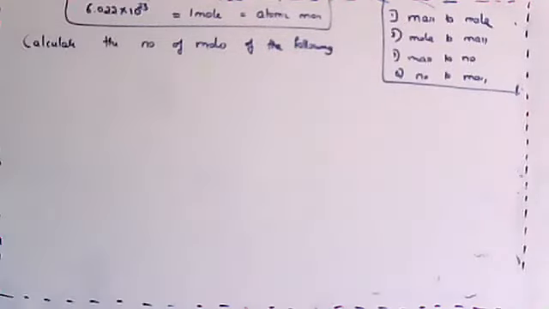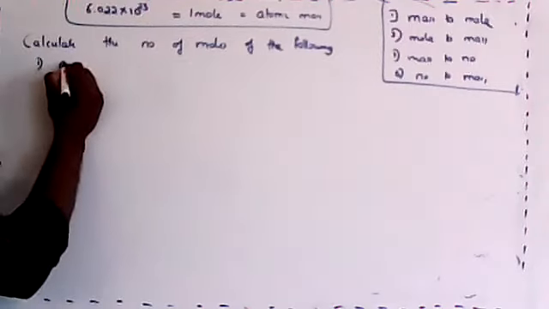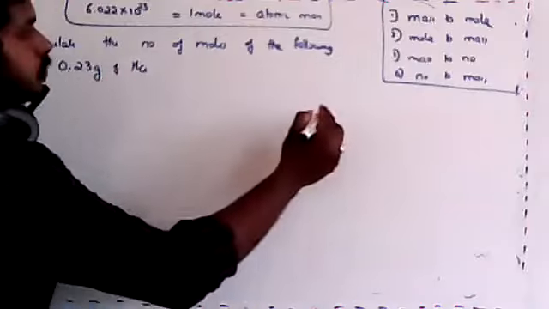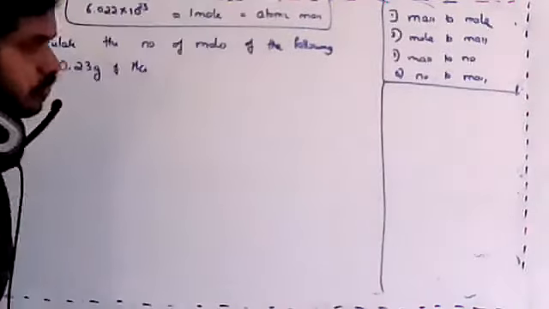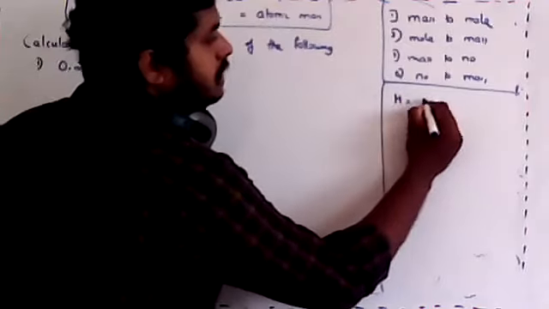Calculate the number of moles of the following. So here let us calculate. First one is 0.23 grams of sodium. Before going to these questions, I will write something here. It's better to know the mass of some elements.